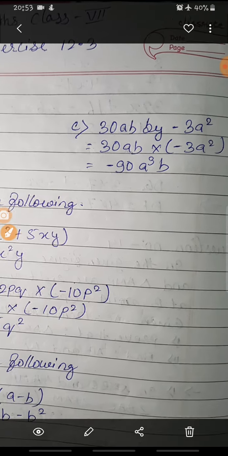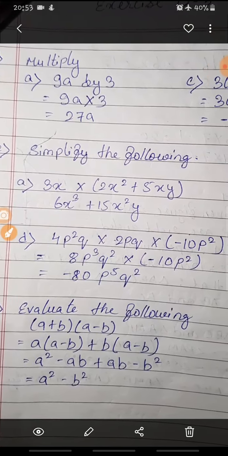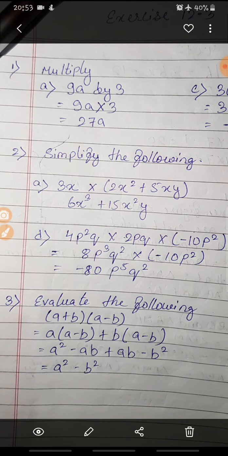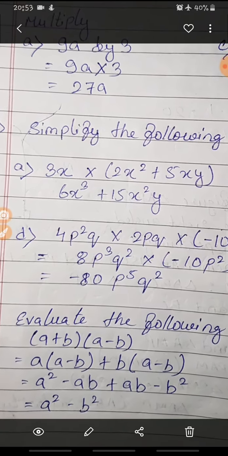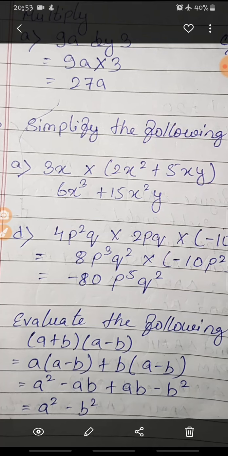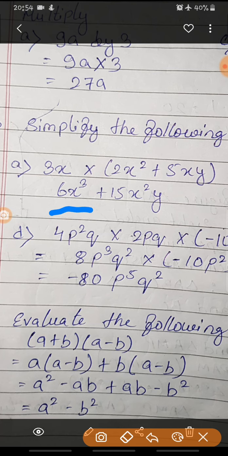Coming to the next question, we have to simplify the following. For simplification, what is given over here is 3x multiplied with 2x square plus 5xy. When 3x is multiplied with 2x square, 3 is multiplied with 2, so we got 6 over here, and x is multiplied with x square, so we got x to the power 3.